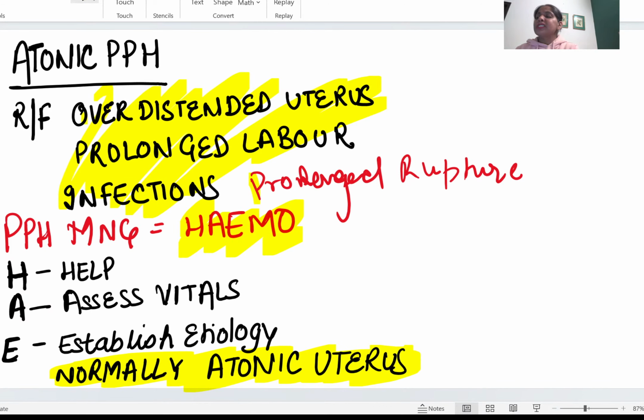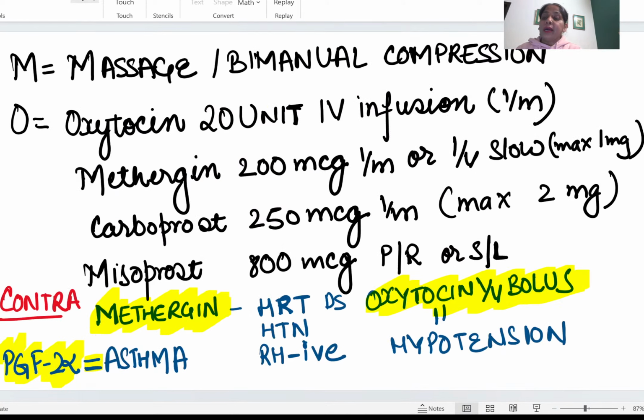You have to just differentiate whether it is atonic PPH or whether it is retained placenta, retained placental bits. Just by putting one hand, this step is very important. And a 2015 question has been asked on this: what is your first management, how do you establish the etiology? Then HAEMO, establish the etiology.